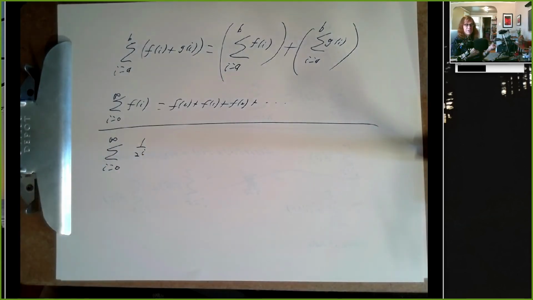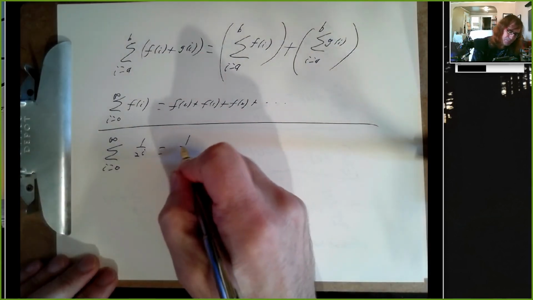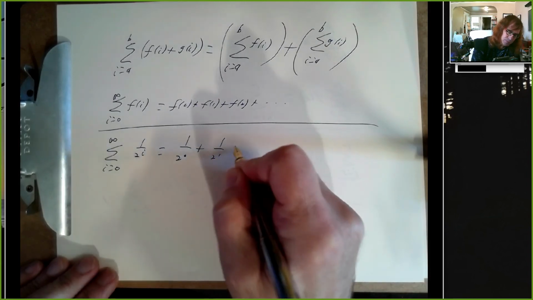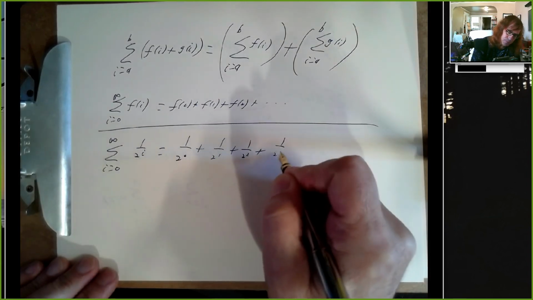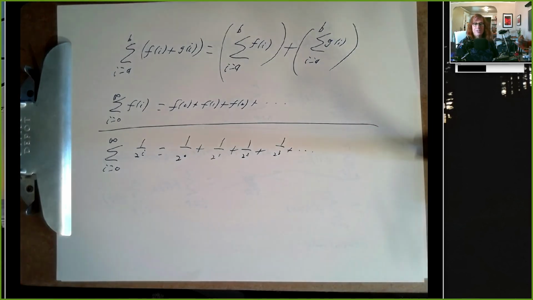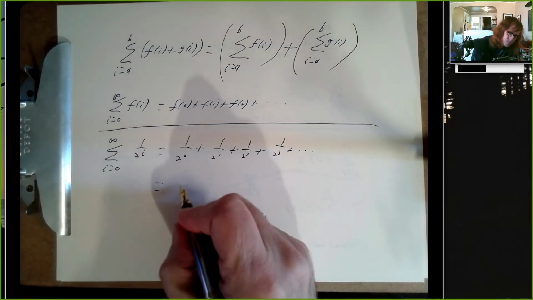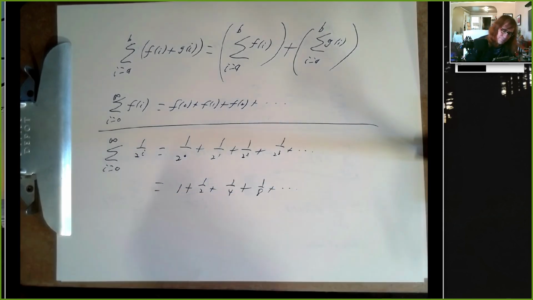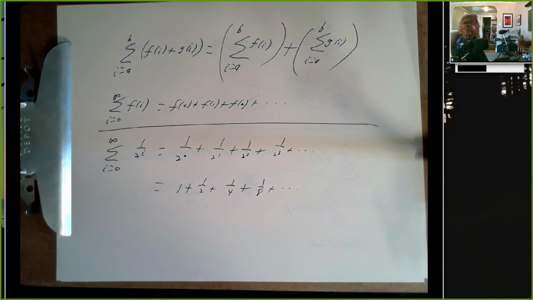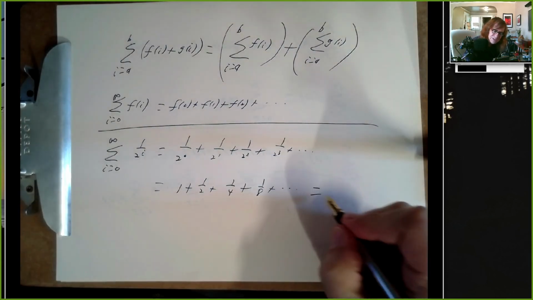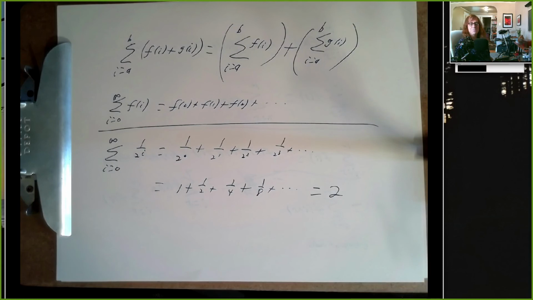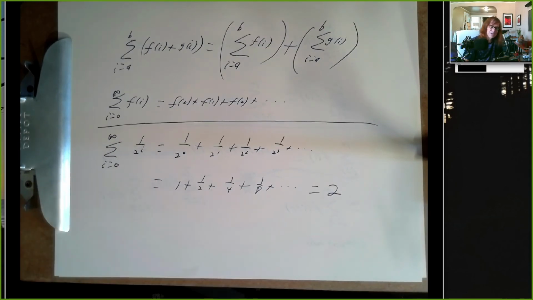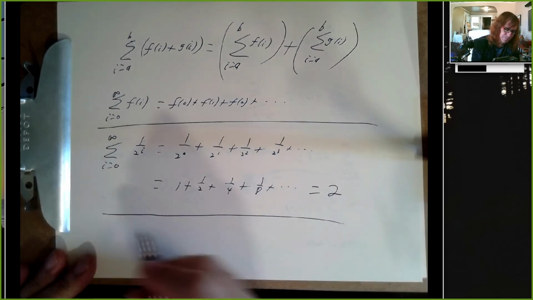Sum of 1 over powers of 2, 2 to the i. So we're adding up reciprocals of powers of 2. Which is 1 plus a half plus a quarter plus an eighth and so on and so forth. And that actually does converge to just good old 2. So that infinite sum makes sense.